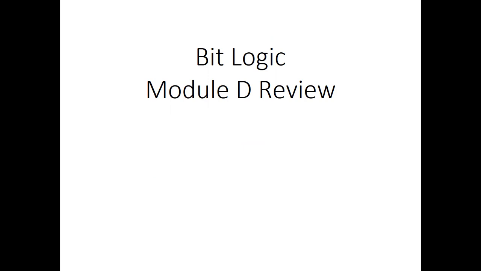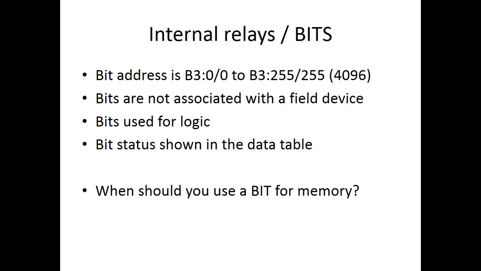Let's start with a bit logic Module D review. We learned about internal bits or binaries with the bit addresses of B3. So we had B3:0/0 all the way up to 15, and then the first number here can go all the way up to 255. Sorry, this should be 255/15, which would be 4,096 total bits. Bits are not associated with a field device. They're just internal, which saves us from consuming a connection point on an output card.